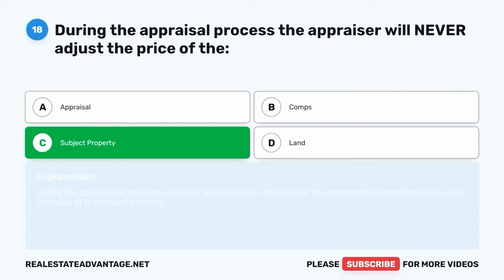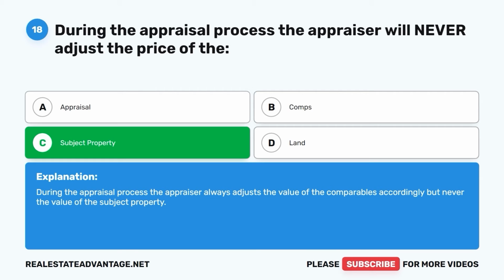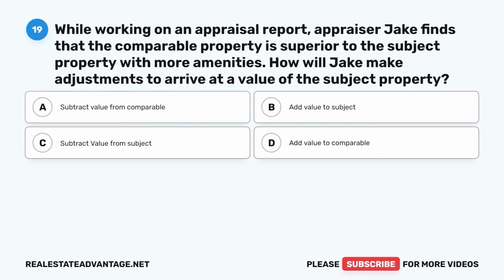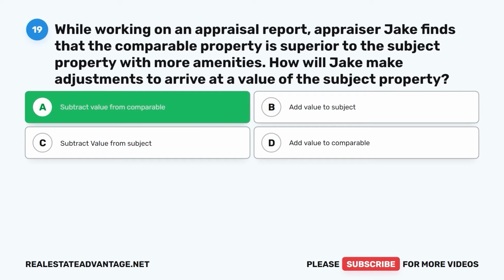Subject property. During the appraisal process, the appraiser always adjusts the value of the comparables accordingly, but never the value of the subject property. Question 19. While working on an appraisal report, appraiser Jake finds that the comparable property is superior to the subject property with more amenities. How will Jake make adjustments to arrive at a value of the subject property? A. Subtract value from comparable. B. Add value to subject. C. Subtract value from subject. D. Add value to comparable. The correct answer is A.